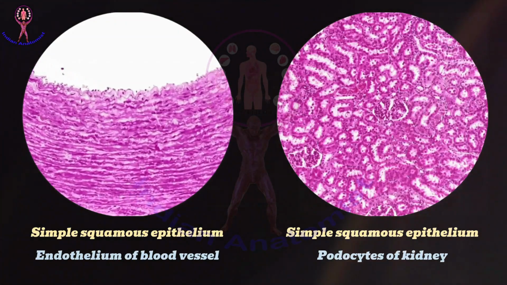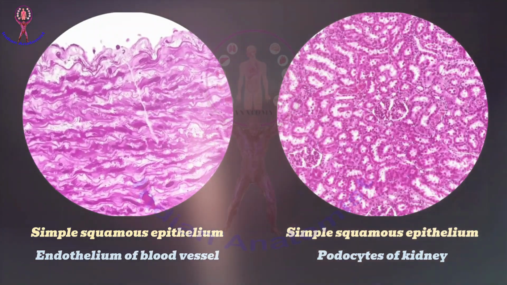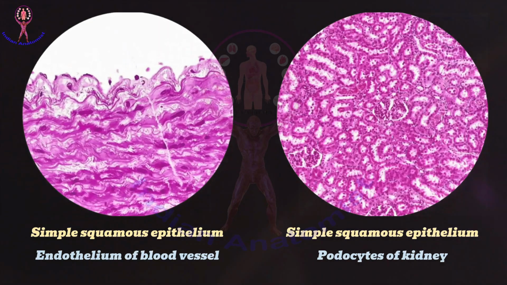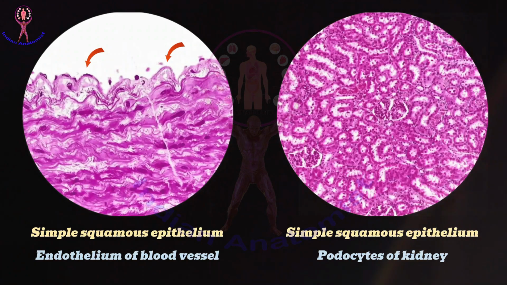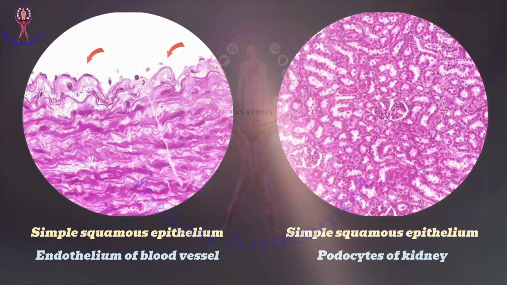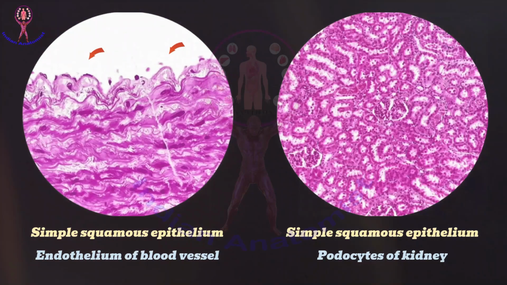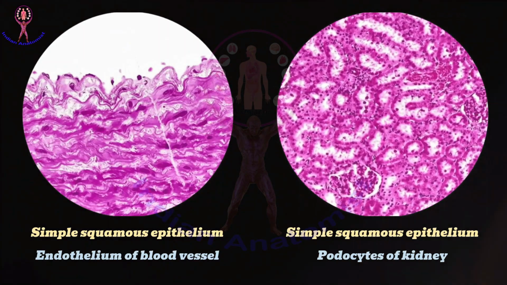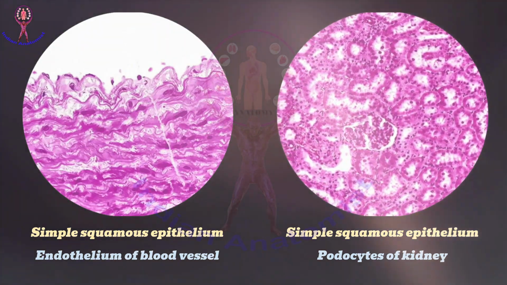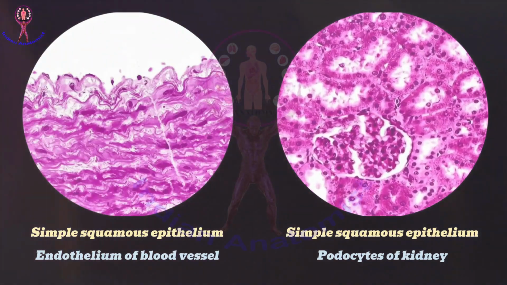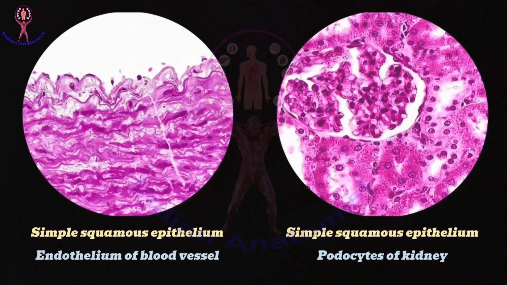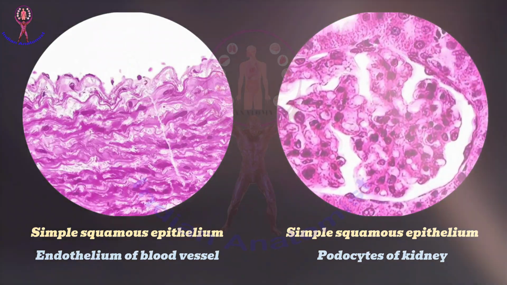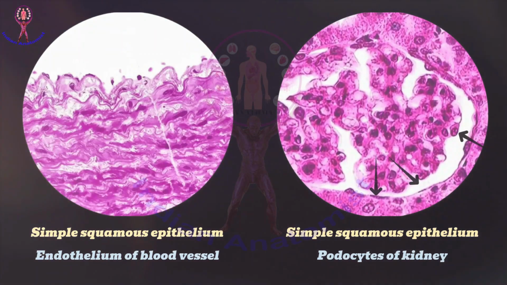These 2 clips display microphotographs of an artery and Bowman's capsule within the kidney. The first picture shows the lumen of a large artery, where a layer of simple squamous epithelium, also called endothelium, is present. This layer is characterized by flat nuclei. The second video, located on the right side, showcases the simple squamous epithelium found in the Bowman's capsule of the kidney. The term podocytes is another name for this form of epithelium. The simple squamous epithelium on both slides mostly facilitates diffusion.